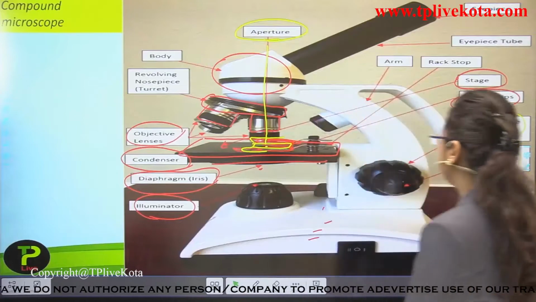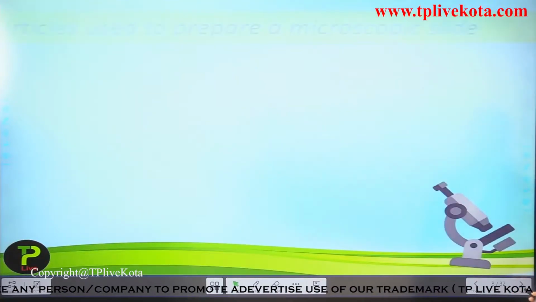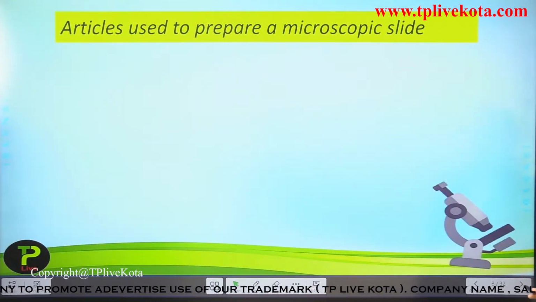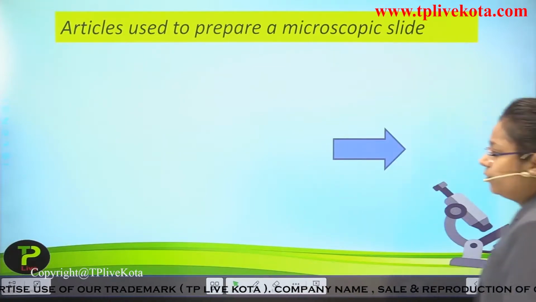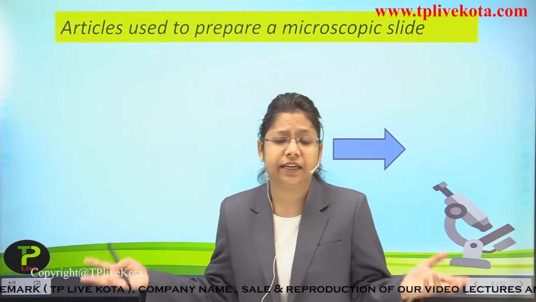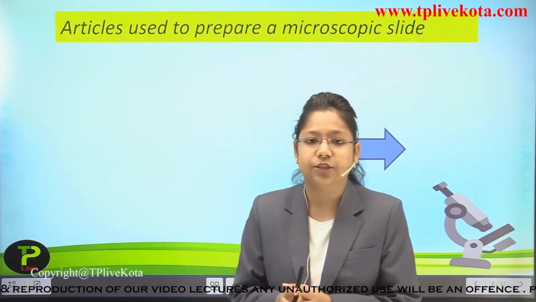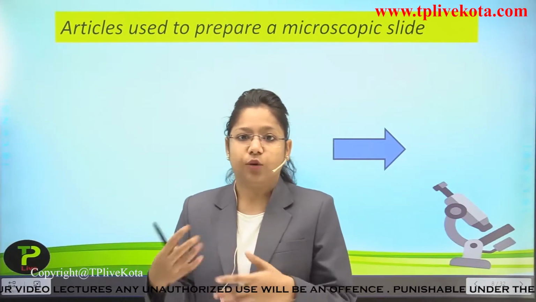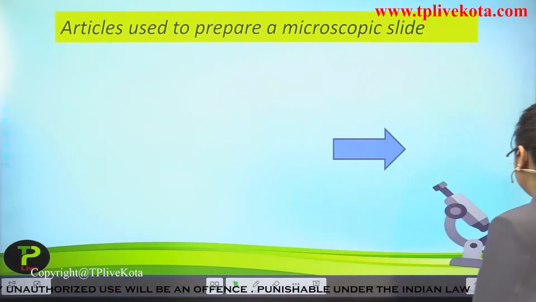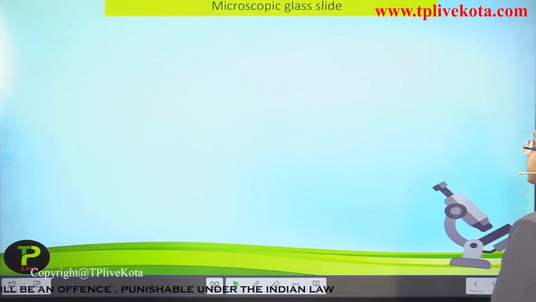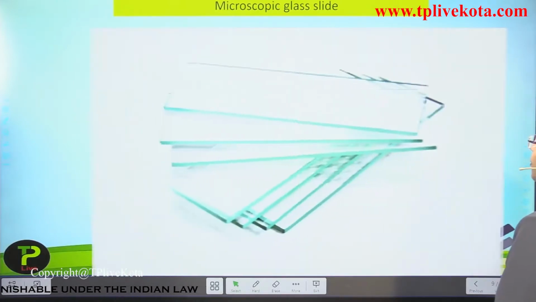Now moving on towards the next slide, we are going to prepare a microscopic slide over here. Now what are the things we need to prepare the microscopic slide, what are the basic instruments we use to make it? So we are going to study it over here. So the first basic thing we use is the microscopic glass slide.